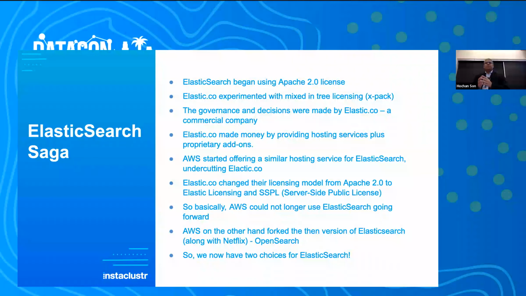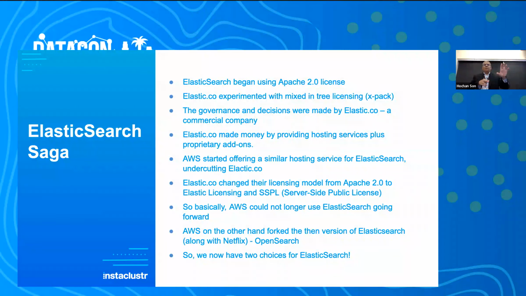Then the governance and decisions were made by Elastic.co, a commercial company. So it's an open source software, but owned by a commercial company. So they're going to charge money for it. Elastic.co made money by providing hosting services plus some proprietary add-ons. That is how they made money. The core software is free. They have some features for which they charge money, and they also host and charge money.